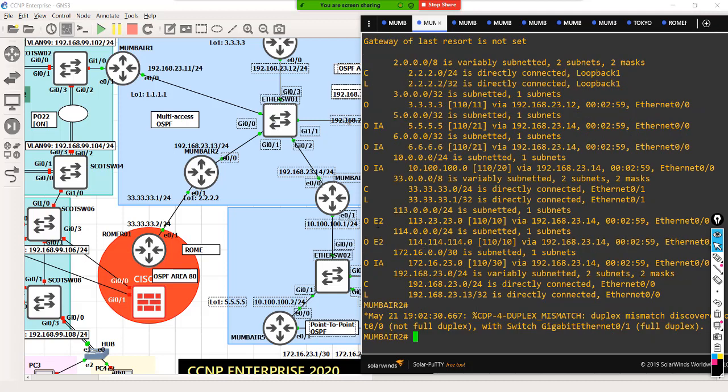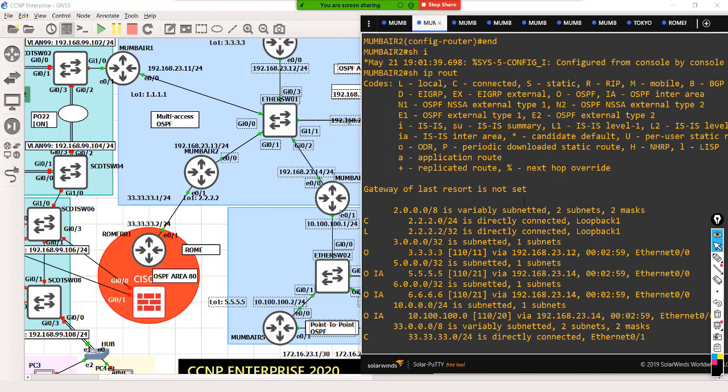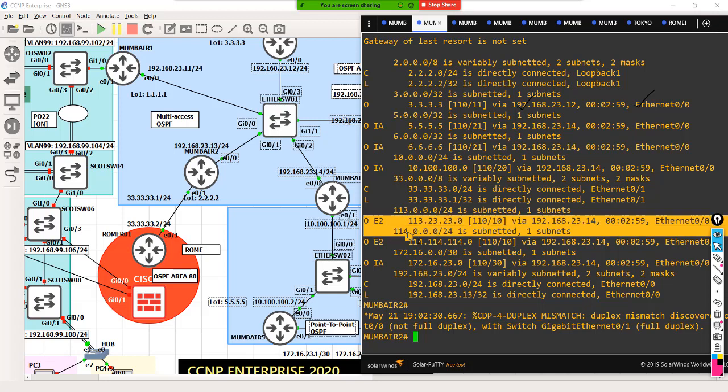Similarly, you will also see E2 and E1. E2 and E1 are OSPF external type 1 and type 2. Now this is again an interview question. Which one is preferred? Type 1 or type 2? Does anyone know which one is getting preferred? As of now, you can see E2 is picked up.